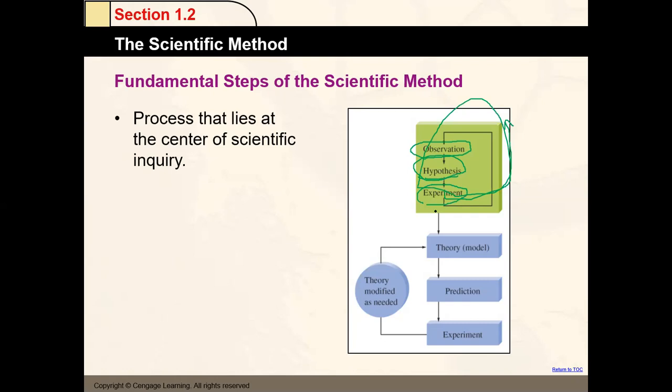And so you go back and forth between observation and hypothesis in circles until you come up with your conclusion. Once you come up with your conclusion, let's say protein A is the one that is responsible for that yellow tan in the skin of my hepatitis patients. Then I will come up with a theory.